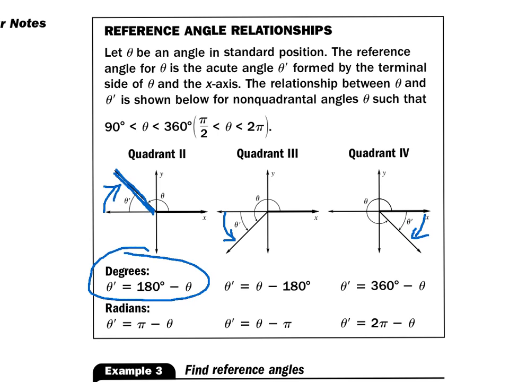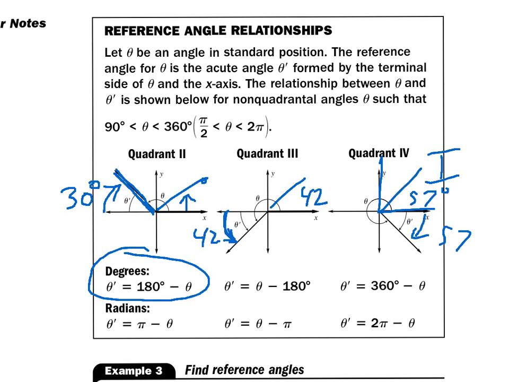My distance back to the x-axis, because we're referring to the angle that's over here in quadrant 1. So if this was 30 degrees, then we'd be referring back to this 30-degree angle. And if theta prime down here was 42 degrees, we'd be referring back to 42 degrees up here. And if this down here was 57, we'd be referring back to 57 degrees up here. So referring everything back to quadrant 1.